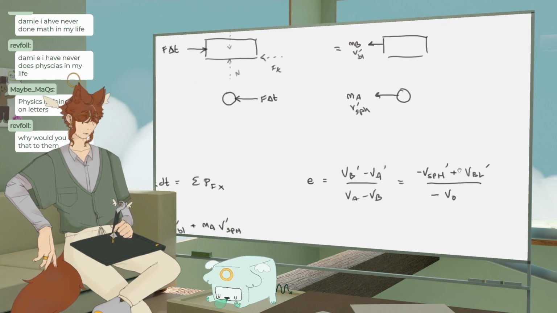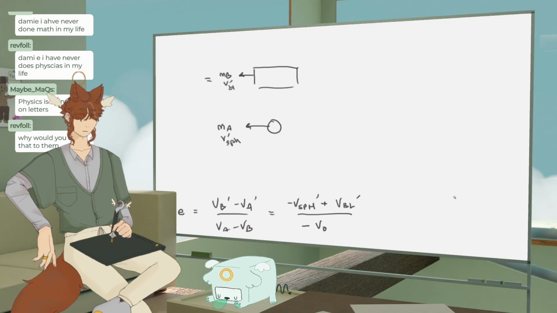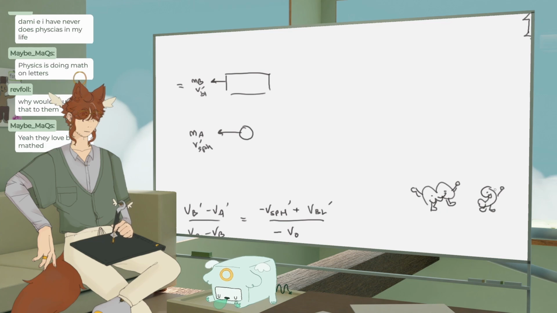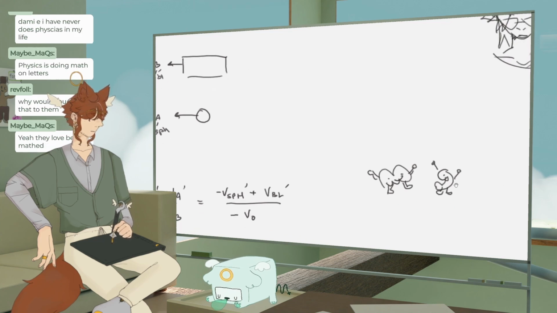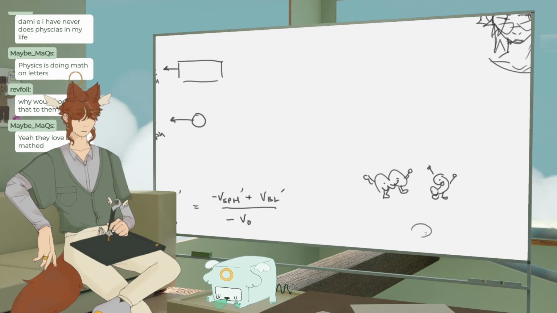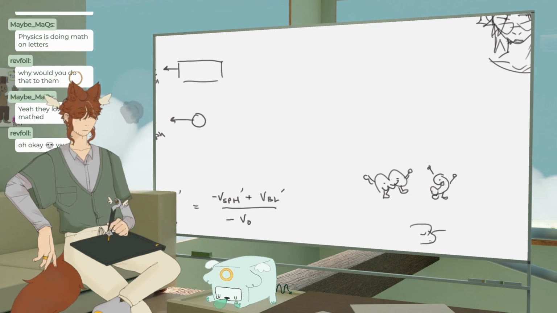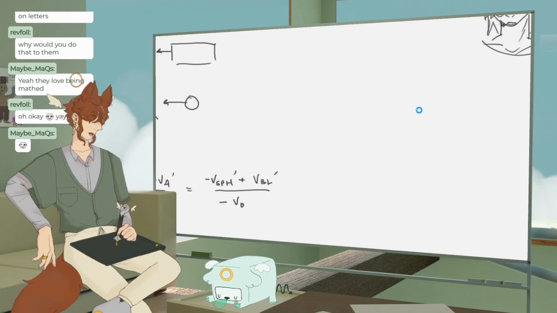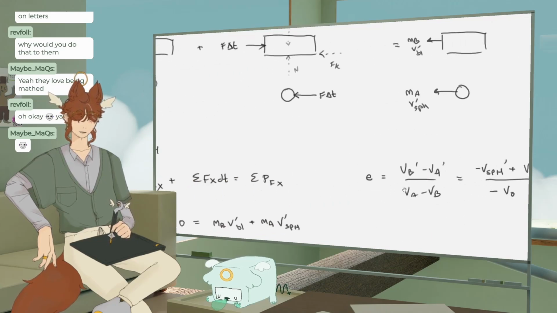Why would you do that to them? They love that. Look, here's a little M in the wild, getting so excited to be put with a G. They're besties, you know? Look how hyped they are. They love being mathed. And then they make out. You know? I can't draw that. Okay. Don't look at that. Don't worry about that.